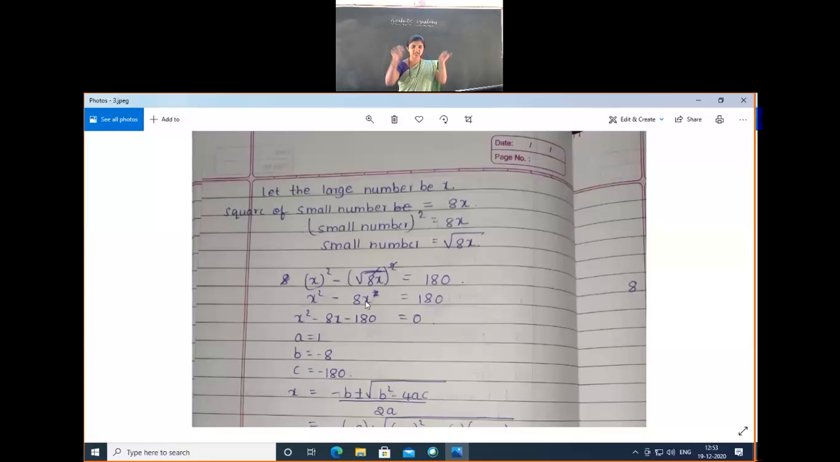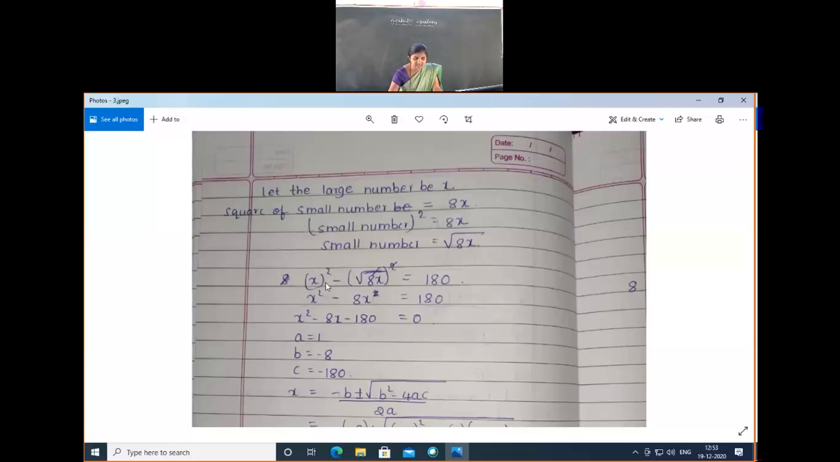So then the first statement, we have to again read the first statement. The difference of squares of two numbers is 180. Larger number is x, square of that one is x square, minus small number is root 8x, then square of that one is square root of 8x whole square, which is equal to 180. Square of the large number minus square of the small number is equal to 180. This is according to the statement.